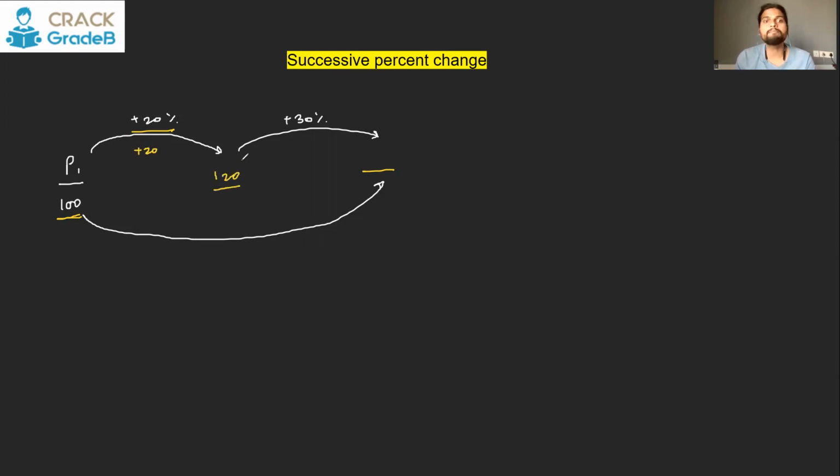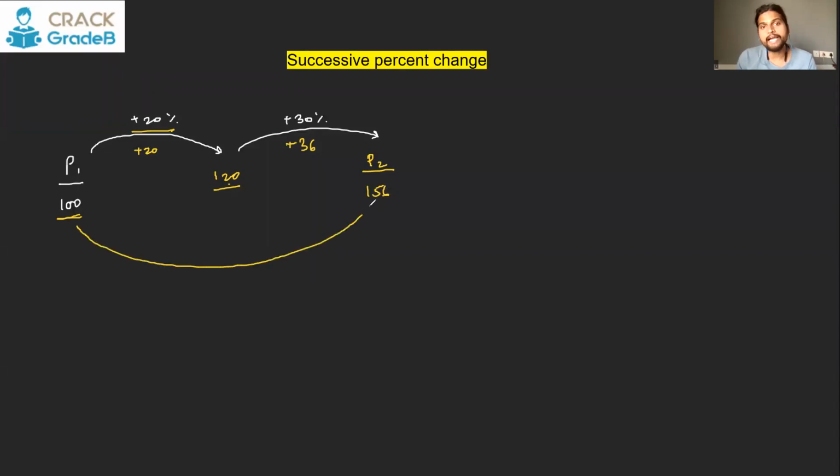And now the price of 120 you have to increase by 30%. 10% of it is going to be 12, so 30% will be 36, three times of it. So it will increase by 36 and become 156. So the final price, or price 2, of the article is going to be 156. So if 100 is now directly becoming 156, what is the percent change?